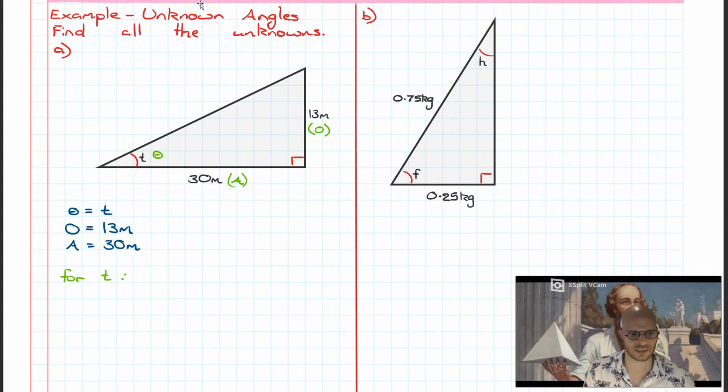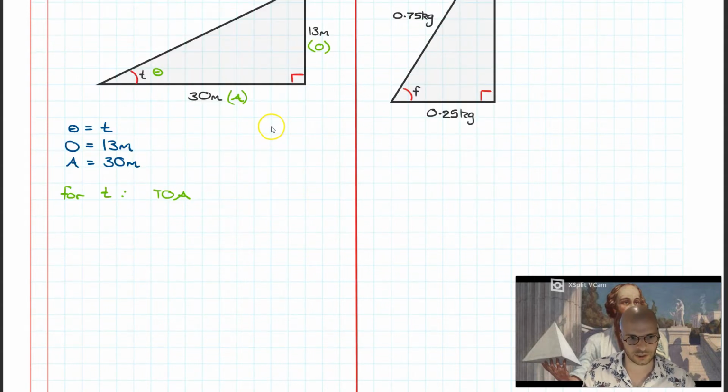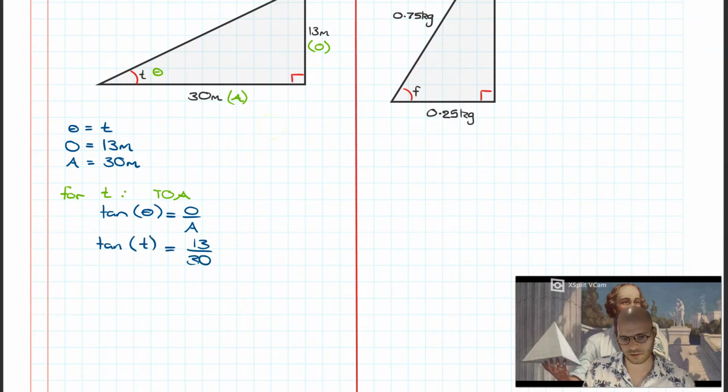Based on what I can see, I have an angle of interest theta and I have a known opposite and a known adjacent. That's going to tell me that I'm going to use TOA. Writing out the tangent ratio, I then sub in my values. It's at this point where I hit the roadblock. I have an unknown angle but a known ratio.